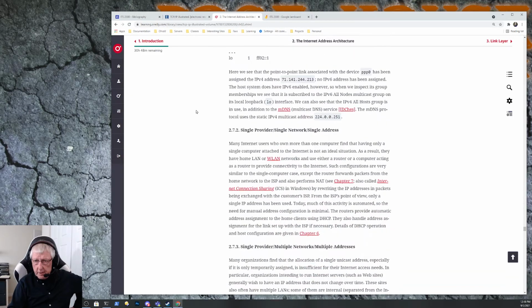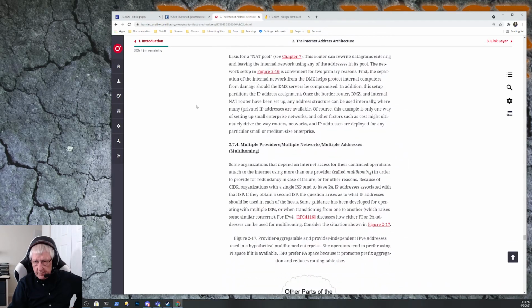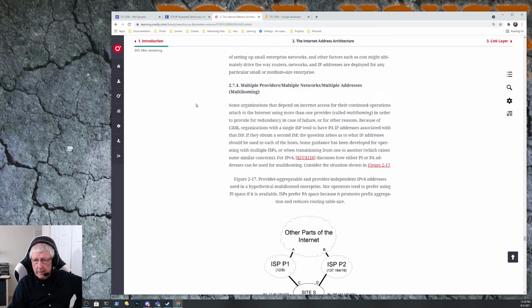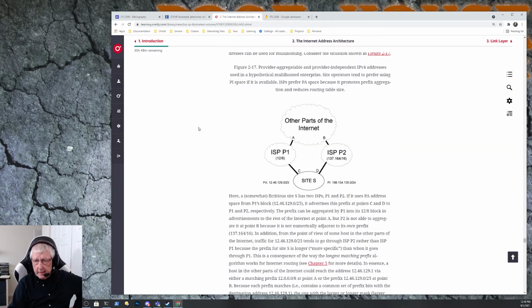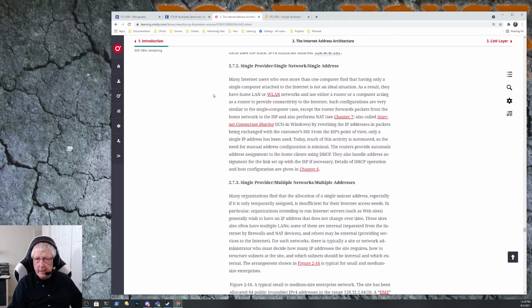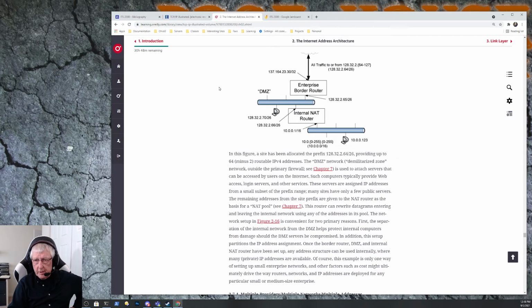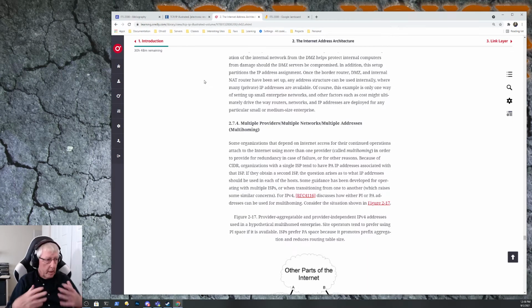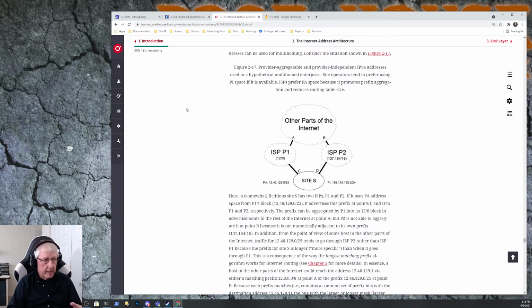Yep. So this section is important as far as addressing, although he gets into some fairly complicated addressing configurations here. So once you get past the first couple of sections in here, so single provider, single network, single address, you definitely want to understand that. After that, take a look and see if you can understand what changes when you have a more complicated organization. But it's going to take us a little bit of time to get there.